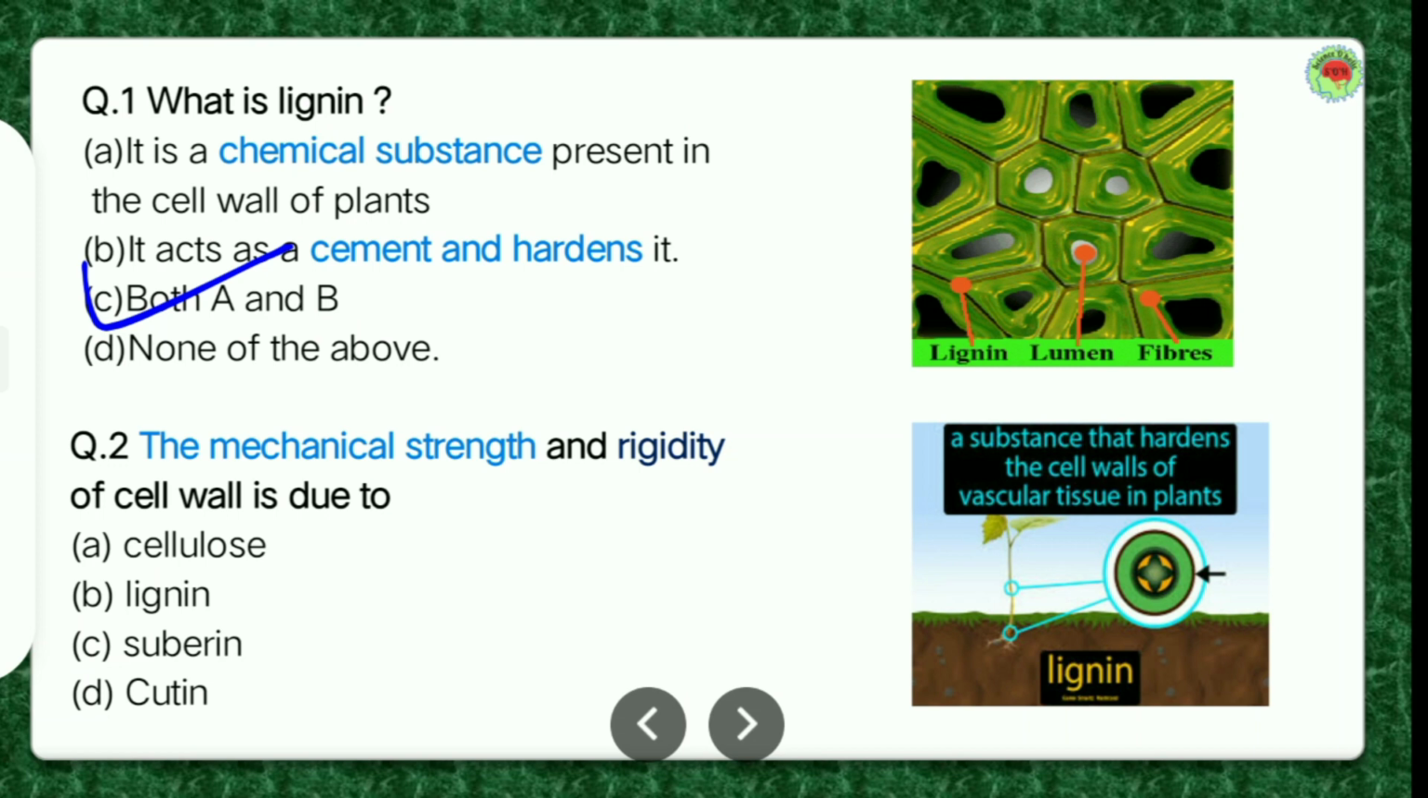Now let's see question number 2. The mechanical strength and rigidity of the cell wall is due to. There are 4 options. Option A is cellulose, B is lignin, C is suberin, D is Q10. Now here you can see in the image, the main function of lignin is to provide mechanical support to the plant. So the correct option is lignin.